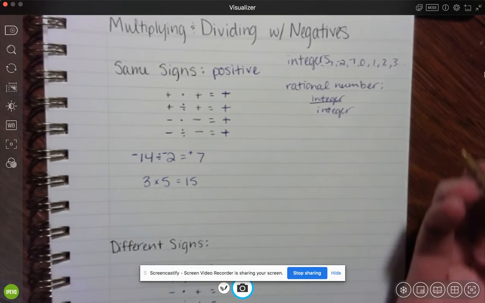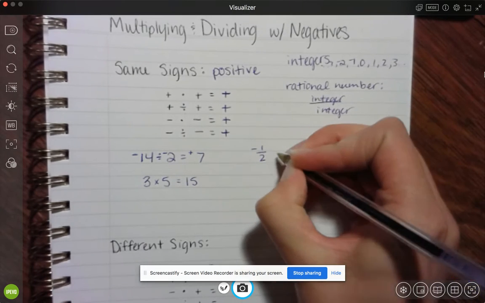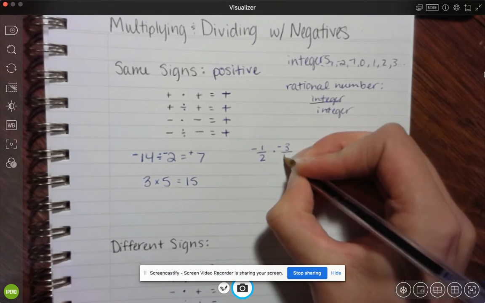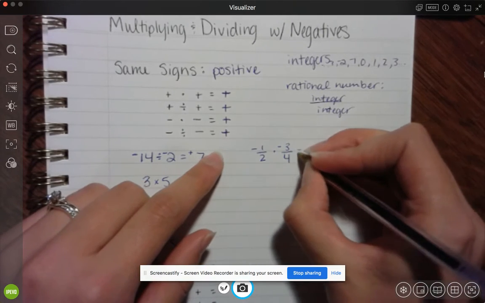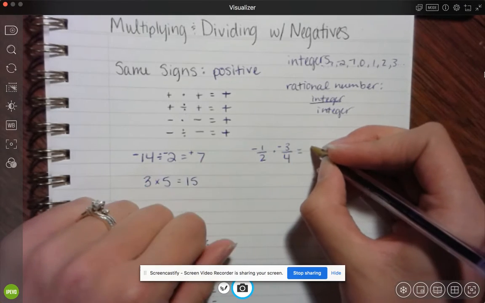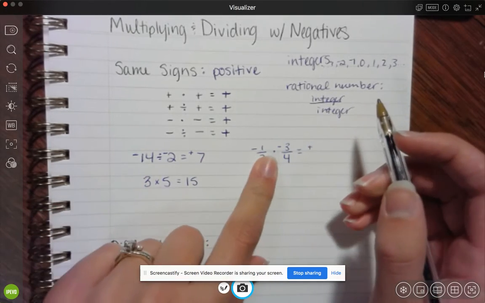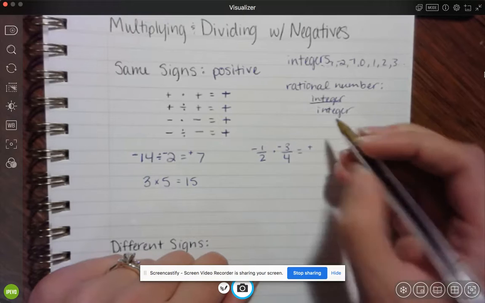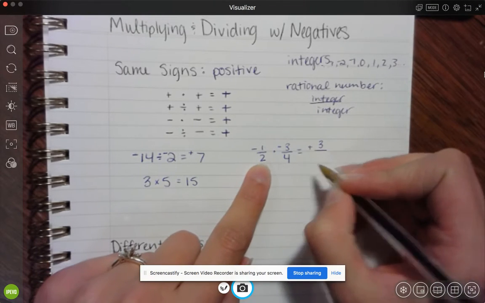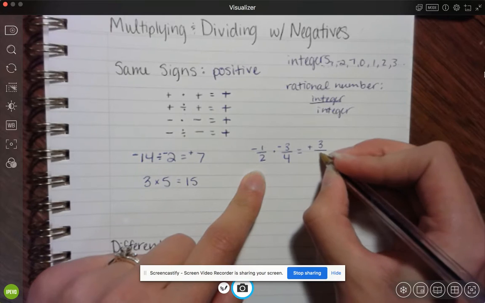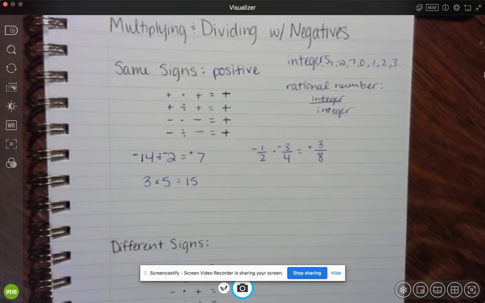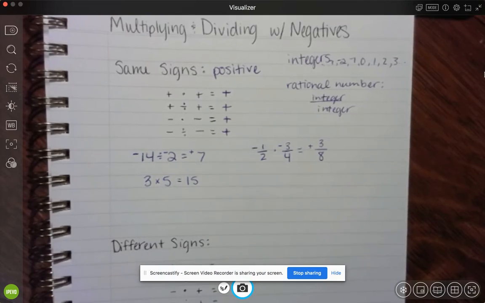What if we had negative 1 over 2 times negative 3 over 4? All right, they have the same sign, so it'll be positive. And then remember, when we multiply fractions, or rational numbers, multiply across the top. 1 times 3 is 3. Then multiply across the bottom. 2 times 4 is 8. So our answer is positive 3/8. Okay, so that is how you do multiplying and dividing with the same sign.